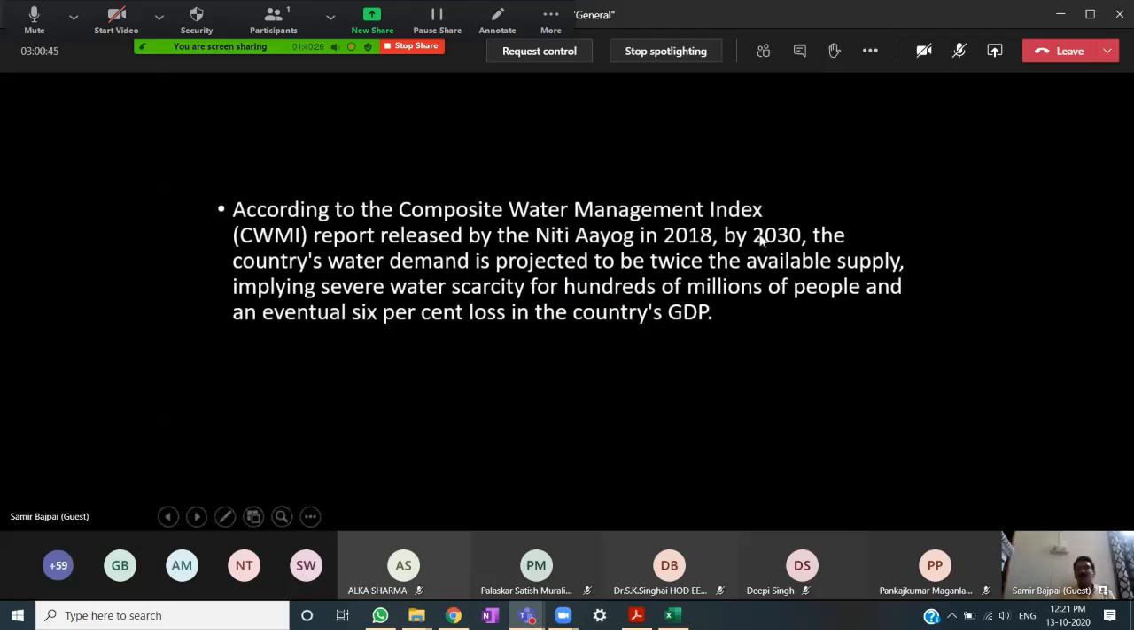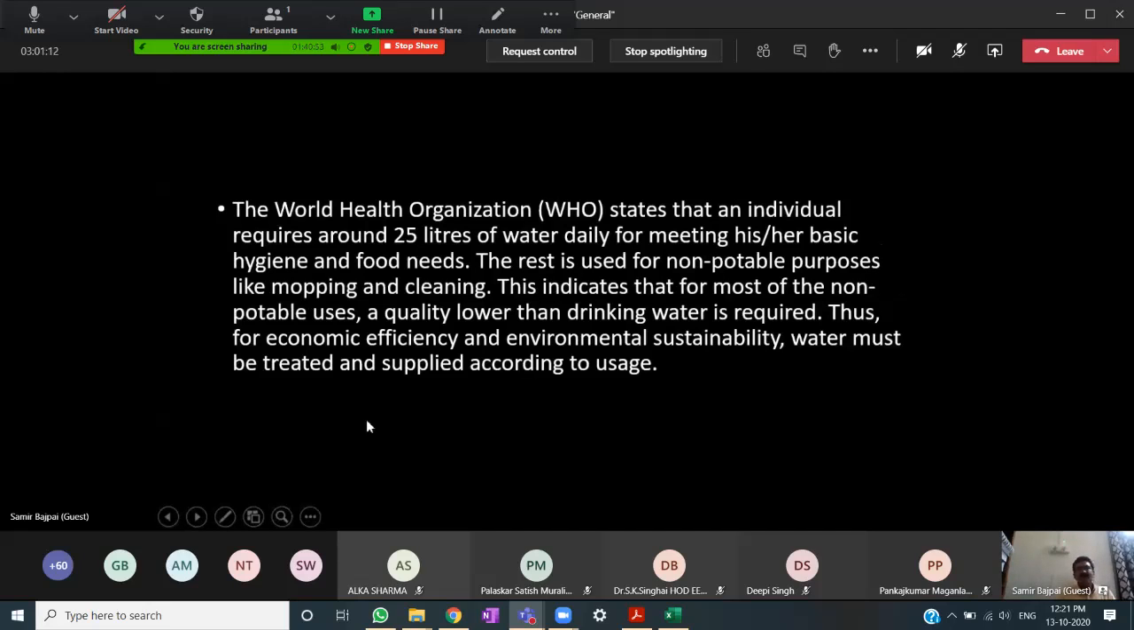By 2030, the country's water demand is projected to be twice the available supply, implying severe water scarcity for hundreds of millions of people and eventually a 6% loss in the country's GDP. And you can very well imagine what this 6% loss in GDP can do to this country. Employment, huge impact, another type of pandemic, you can say, we are looking at. We don't make ourselves aware of these things.